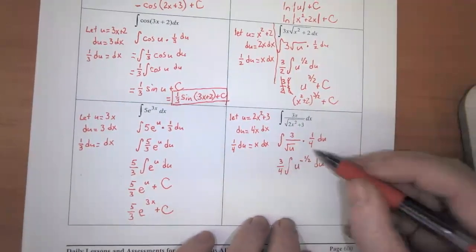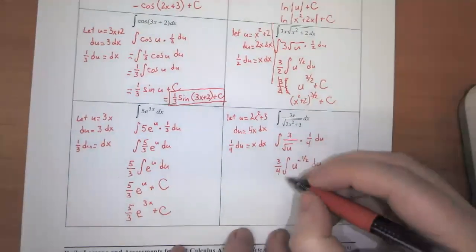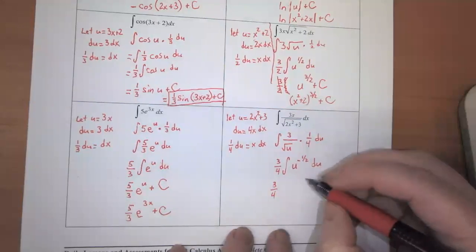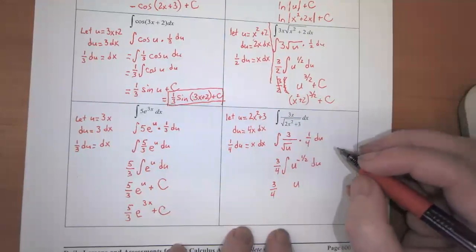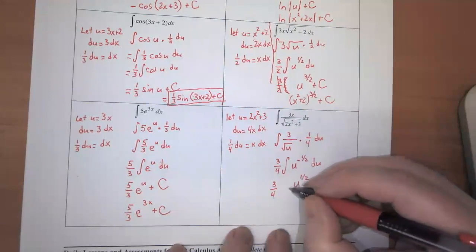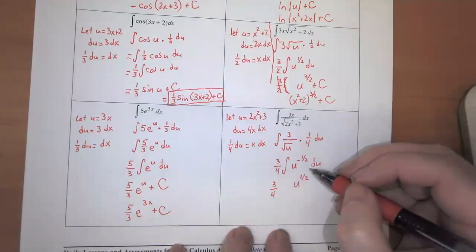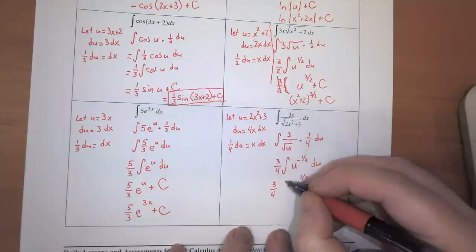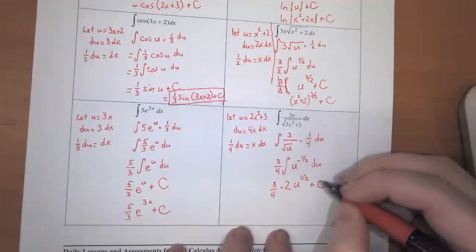And that's going to set me up to use the opposite of the power rule. So this is 3/4 times, I'm going to add 1 to my exponent. So it's going to go from negative 1/2 to positive 1/2. And then I divide by 1/2. Dividing by 1/2 is the same as multiplying by the reciprocal of 1/2, which is 2. And then I add a c.